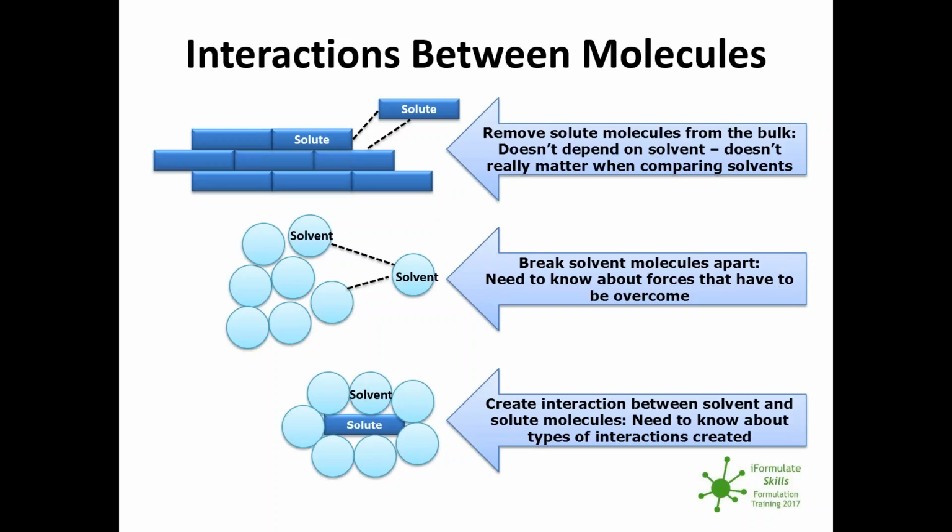However, the second diagram shows you removing solvent molecules from each other, so breaking solvent molecules apart from the bulk. We do need to know about the forces that need to be overcome to do that. And then when we're making the solution, we're dissolving the solute molecules in the solvent molecules. We are creating interactions between those different types of molecules, and we need to know about the types of interactions that are being created. So we're breaking and making interactions.